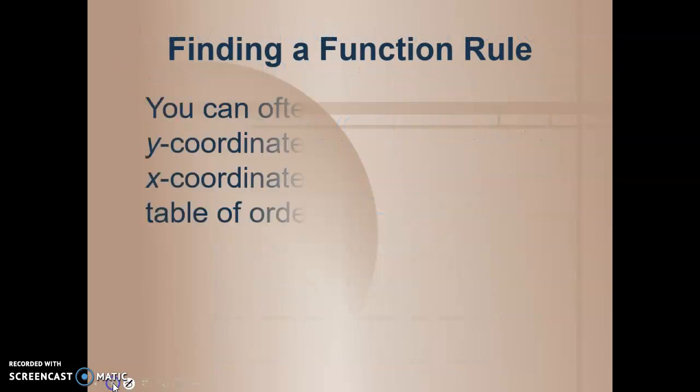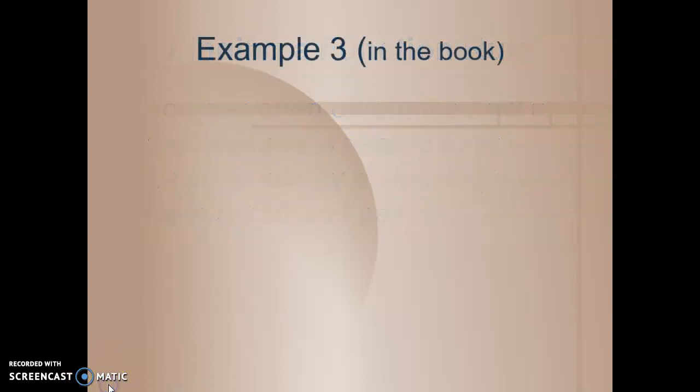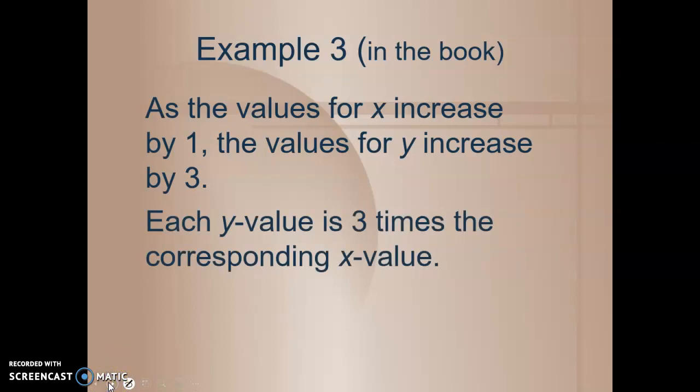Now, finding a function rule can be a little bit harder, but you can often determine how a y-coordinate is related to its x-coordinate by examining a table of ordered pairs. So let's take a look at example 3, which is in the book. What you should notice is that as the values for x increase by 1, the values for y increase by 3. That means that each y value is 3 times the corresponding x value. So our function rule must be f(x) = 3x.